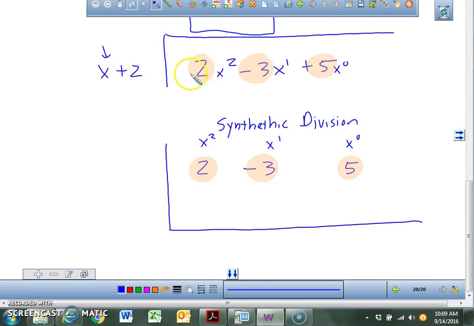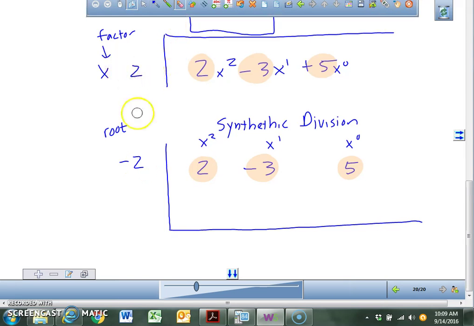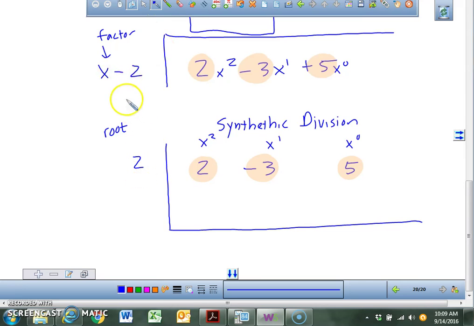Right here, if we're dividing something into something, we're checking to see if it's a factor. Is this a factor of this right here? You're not going to put the factor in this part right here. You're actually going to put what's known as the root. If this is the factor, the root will be -2. So in synthetic division, it's always going to be the opposite. Make sure, if this says x plus 2, right here you're going to put a -2. Conversely, if I said x minus 2, then you could use a positive 2.